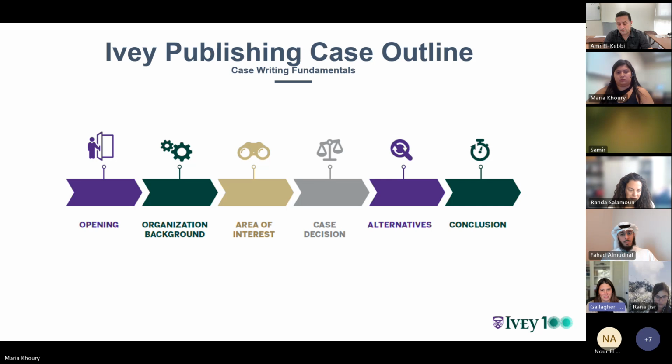And then last but not least, conclusions. This reinstates the decision with relevant tasks or deadlines. Please do not copy and paste the opening paragraph. We want this to be unique and actionable by the students.